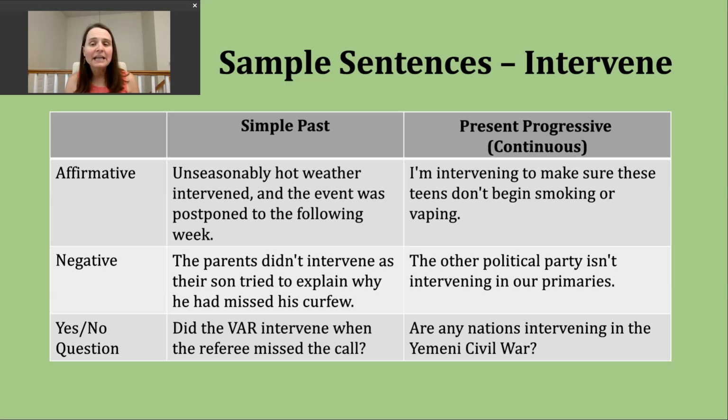Finally, let's look at making a yes or no question in the present progressive. To do this, we're going to start with our form of be that matches our subject, and the subject comes next. Then we have that ing form of the verb. An example here. Are any nations intervening in the Yemeni civil war? Right? So are any people getting involved to help protect human life? Right? We know that's a really dangerous situation for many people living there.